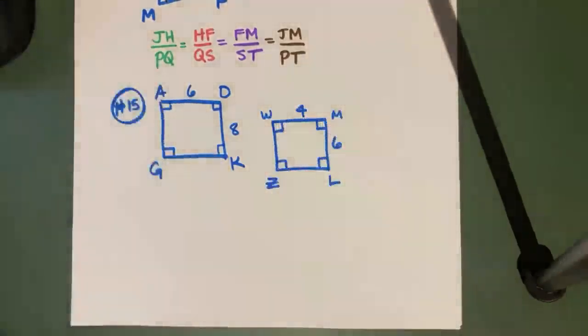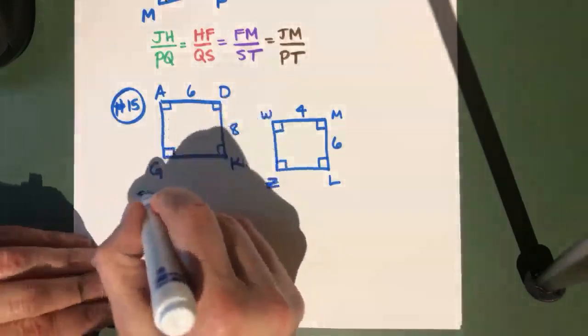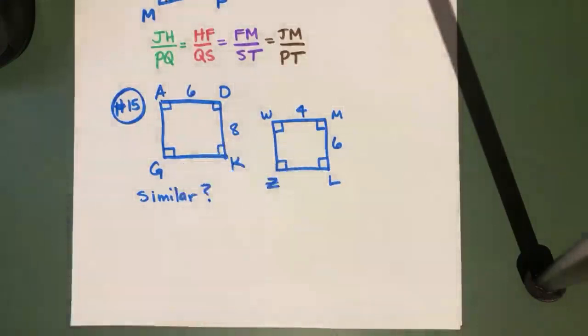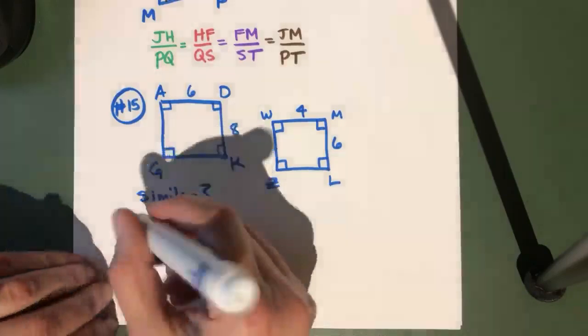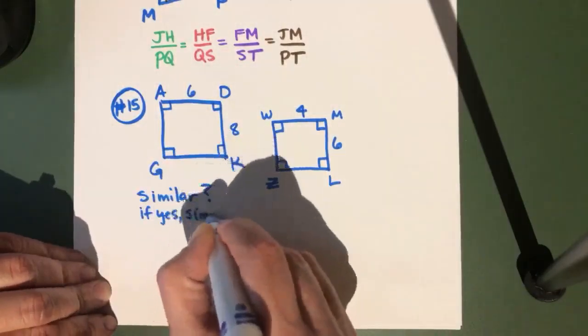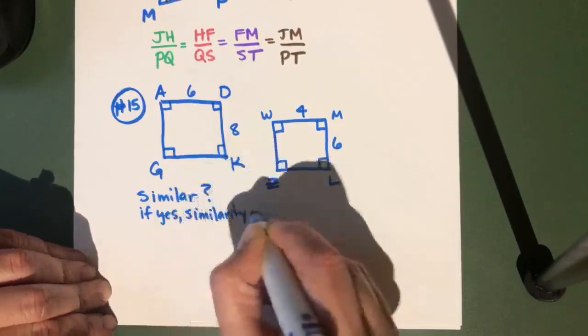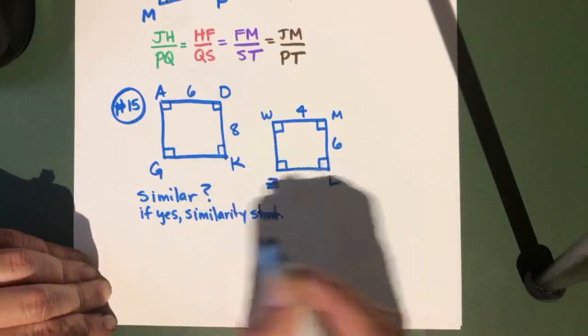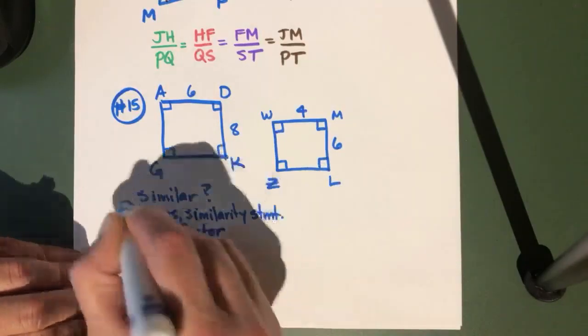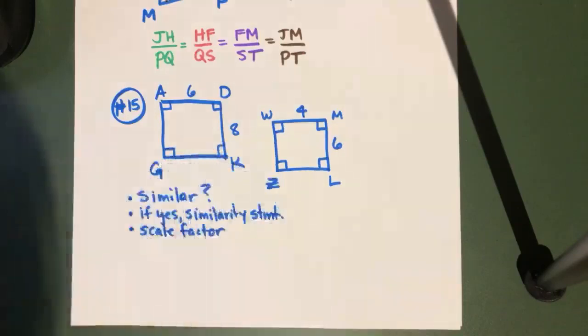Okay. So what the question says here, determine whether each pair of figures is similar. So our first question is, are these guys similar? Yes or no? If they are similar, write the similarity statement. So if yes, we need the similarity statement. And then we need the scale factor. So these are the 3 things we're examining in this question.